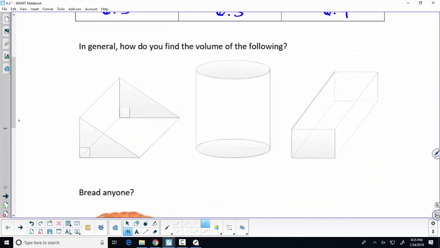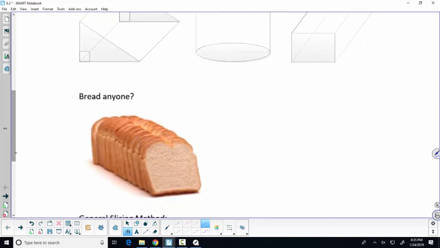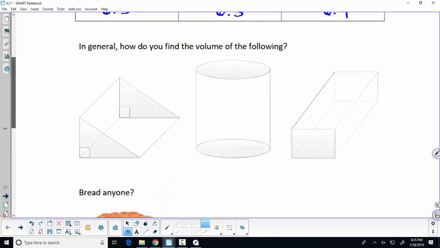So we've got three kind of regular geometric figures. The idea of how we find the volume for these is directly related to how we would find a volume for a piece of bread. So maybe let's start off with this one. Maybe everybody remembers, how do we find the volume of this rectangular prism?